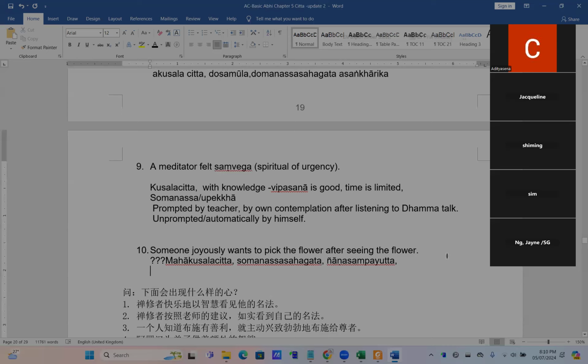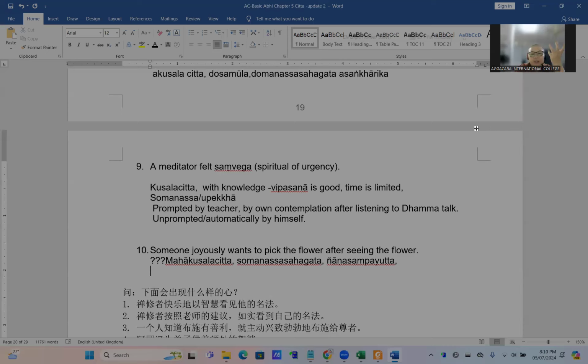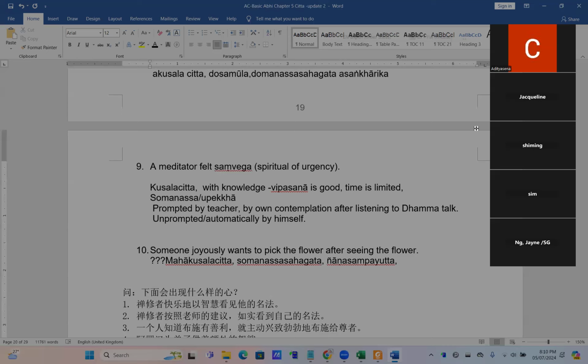When somebody sees the flower, they want to pick the flower. Is it based on greed? Don't you think it's based on greed? Could be Lobha Mula. Yes, it's Lobha Mula. So Lobha Mula will be under what? Akusala. Okay, akusala citta, one of the akusala citta. So it will be Lobha Mula citta.